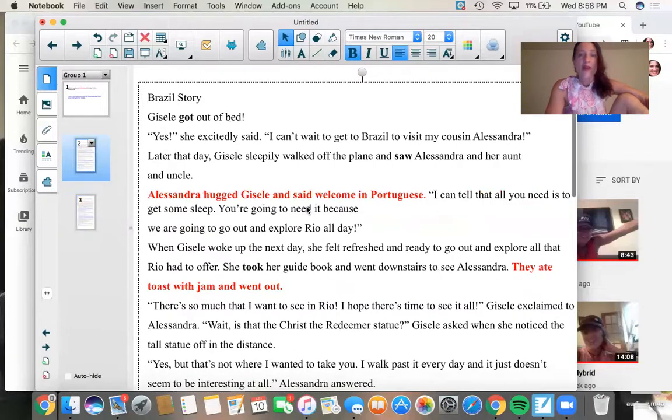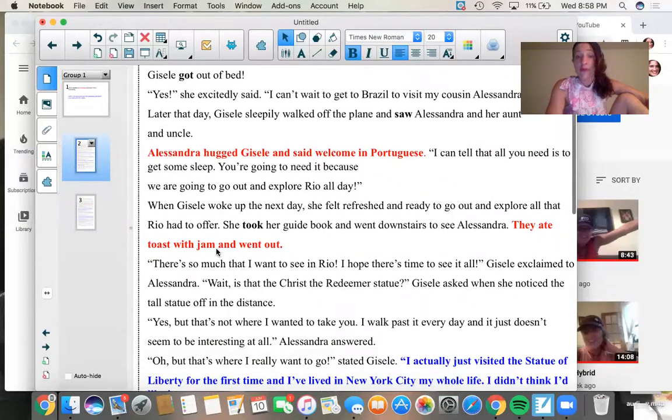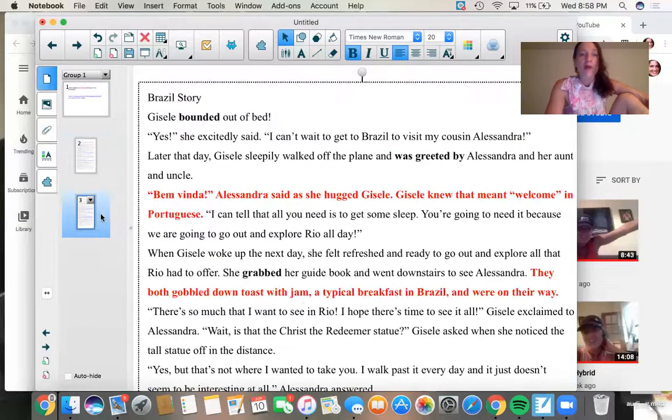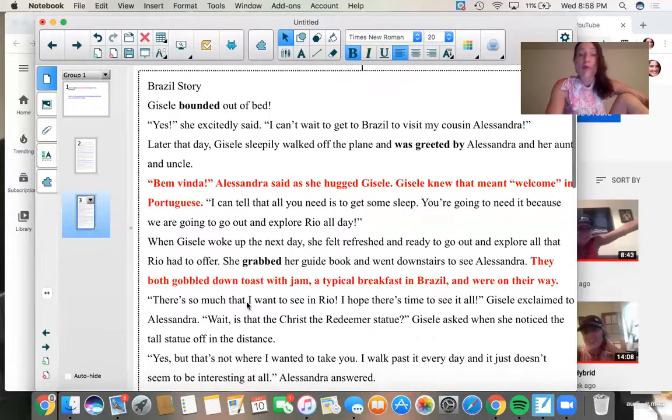All right, another one: they ate toast with jam and went out. Yeah, maybe they did. But you just told me they ate and they went out. What if she said, they both gobbled down toast with jam? Now I can picture it. They're not just eating, it's a typical breakfast in Brazil, and then we're on our way. Maybe they were excited, and so they didn't just eat it.